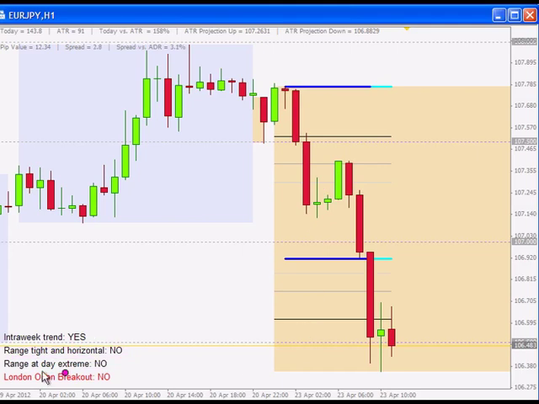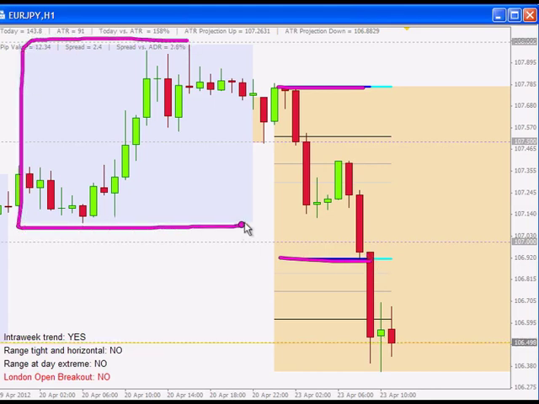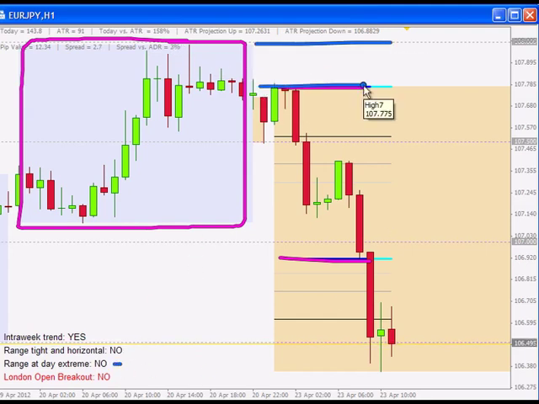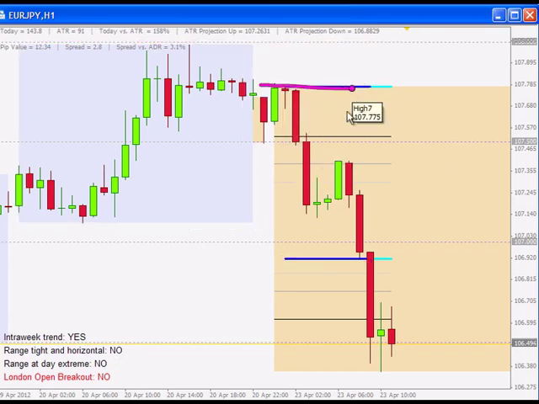Now, is the range located at the extreme of the previous day's range? Well, again, that's the upper boundary, that's the lower boundary, and this is the previous day's range. So certainly, that's not the case. In order for the indicator to mark a yes there, the Tokyo range should have been either there or there. Since the Tokyo range is basically all over the place, that's certainly another no. And as a whole, the London Open Breakout strategy is not to be traded on the euro against the Japanese yen today.